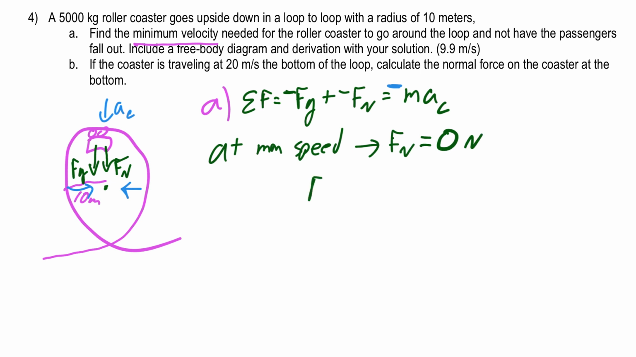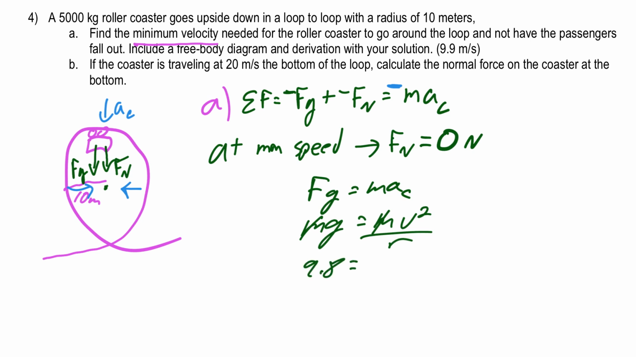So notice our summation turns into this. Fg equals mac. So the force of gravity is the weight, and this is equal to mv squared over r. Masses cancel. And we're just going to go ahead and solve for, what are we solving for? The min velocity? Yep. So 9.8 equals v squared divided by 10.